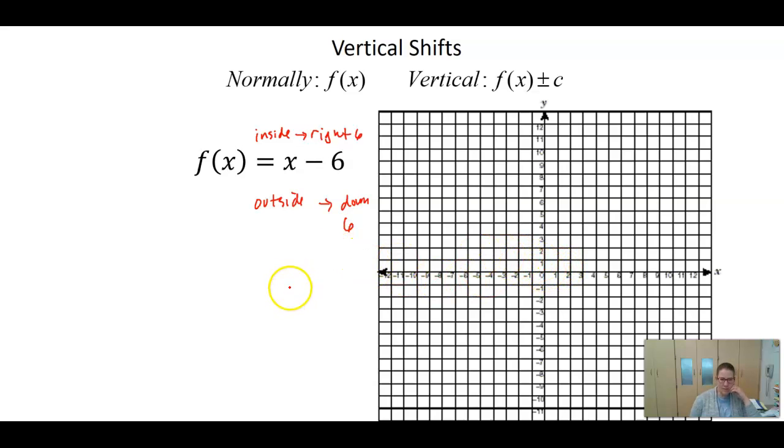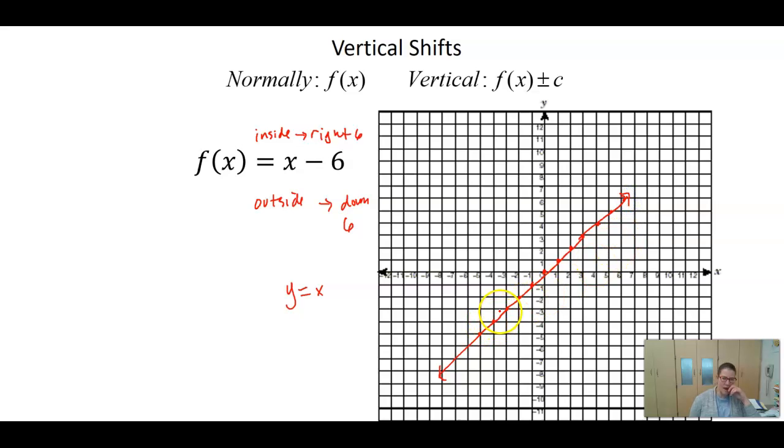So the parent function for linear is y equals x, which means when x is 0, y is 0. When x is 1, y is 1. Basically, it's just this diagonal, right? When x and y are always equal to each other. So this would be my line. I'll see if I can connect it without going too off. There we go. So there's y equals x. So this is the parent function.